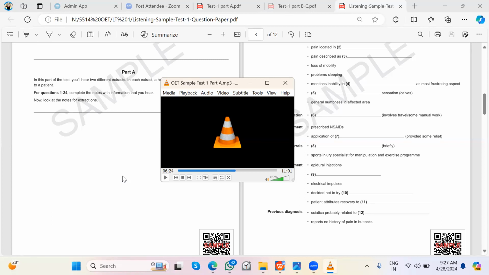Tingling, fifth one. Then for the sixth, it's events organizer. And then for the seventh, it is compression packs. For eighth, it is osteopath. For ninth, it is ultrasounds. For 10th, it is acupuncture. And for 11th, it's combination of treatments. While for 12th, it is slipped or herniated disc.